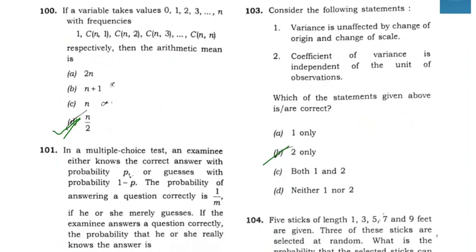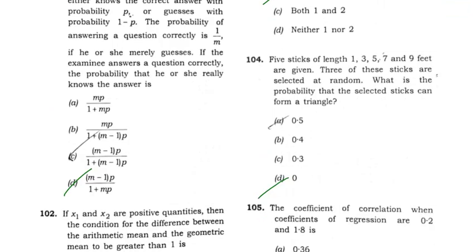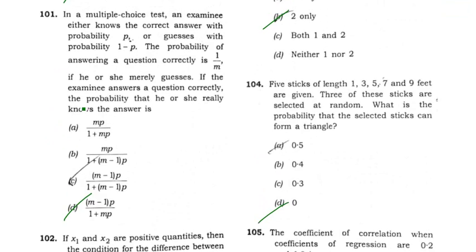Next question: if the variable takes values 0, 1, 2, 3, up to n, whose frequencies are 1, nC1, nC2, nC3, and so on up to nCn, then the arithmetic mean is n by 2. Okay. In a multiple choice test, an examinee either knows the correct answer with probability p or guesses with probability 1 minus p. The probability of answering a question correctly is 1 by m if he or she merely guesses. If the examinee answers a question correctly, the probability that he or she really knows the answer is, so that option is (m minus 1) into p upon 1 plus (m minus 1)p. Okay.